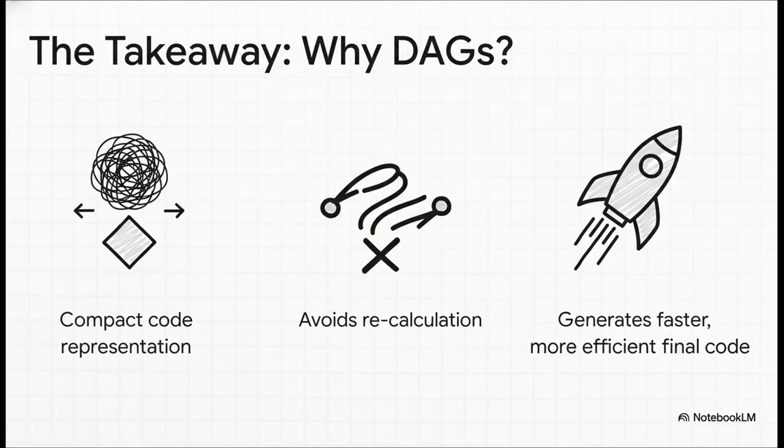So let's just sum it all up. Compilers love DAGs for a few key reasons. 1, it makes the internal map of the code way smaller. 2, it automatically finds any repeated calculations so we don't do extra work. And 3, all of this sets the stage for the compiler to generate the final machine code that is just measurably faster. It is a win-win-win.